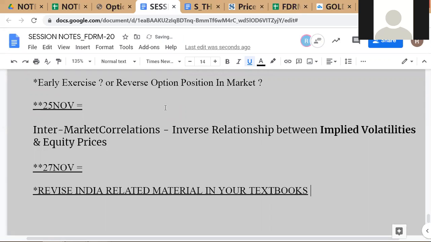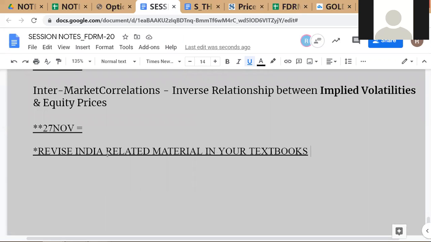So the India-related material in your textbooks, you'll notice that all 3 textbooks that you will get have an Indian author, and all of them will have some India-related material. It is your responsibility to go chapter by chapter and find out the India-related material. For instance, in the Hull book, you'll have material on Indian derivative markets, etc. Now, this kind of material typically is, as I often say to you, in the nature of contextual information generally.